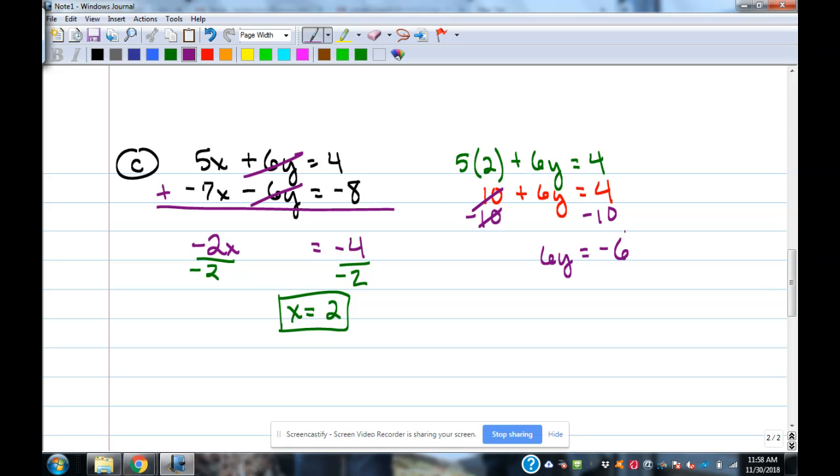Good job. Divide by 6. Negative 1. Ordered pair would be 2, negative 1.